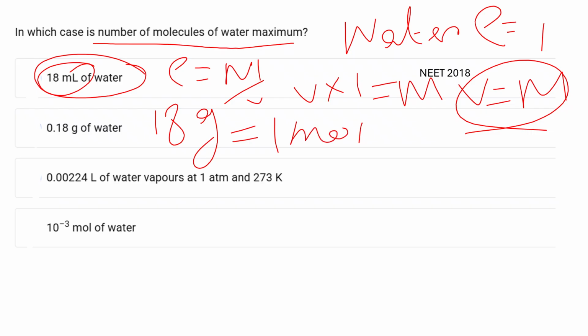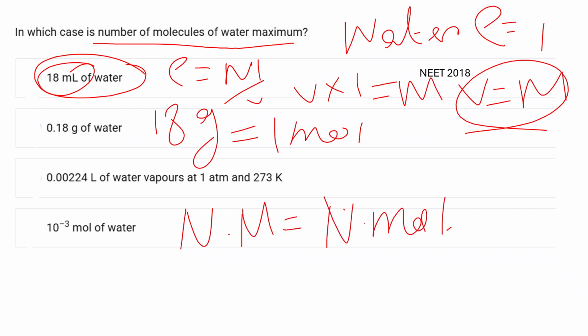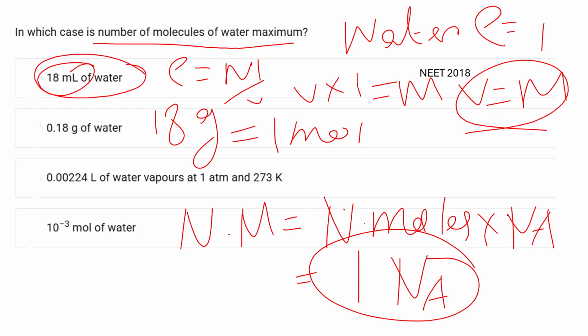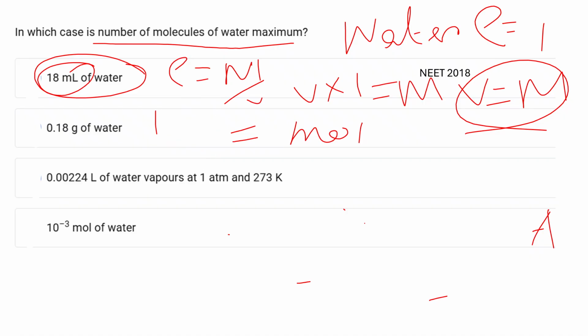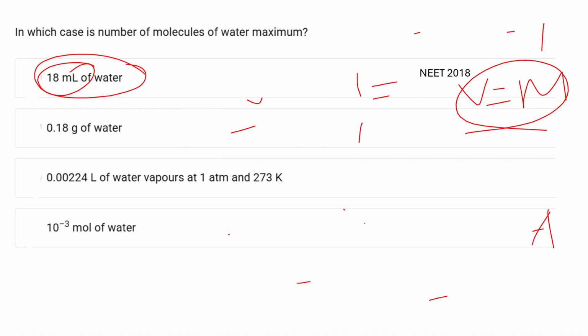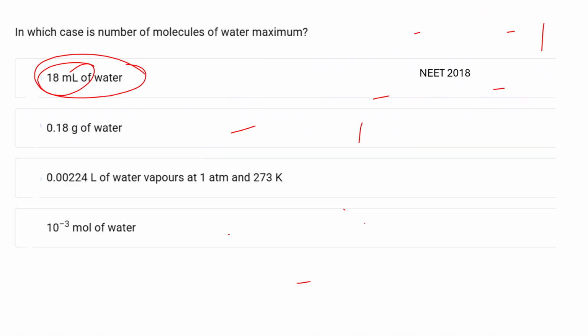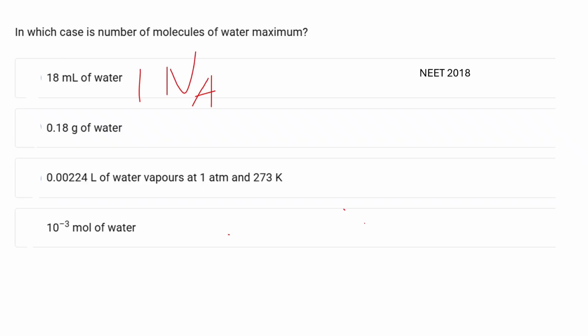We need to find molecules. So the formula for number of molecules is nothing but number of moles multiplied by Avogadro's number. This is the formula. There is only 1 mole into Avogadro number. In option A, there is 1 Na. So I am erasing this to solve for the other options. Option A has only 1 mole of water molecules.